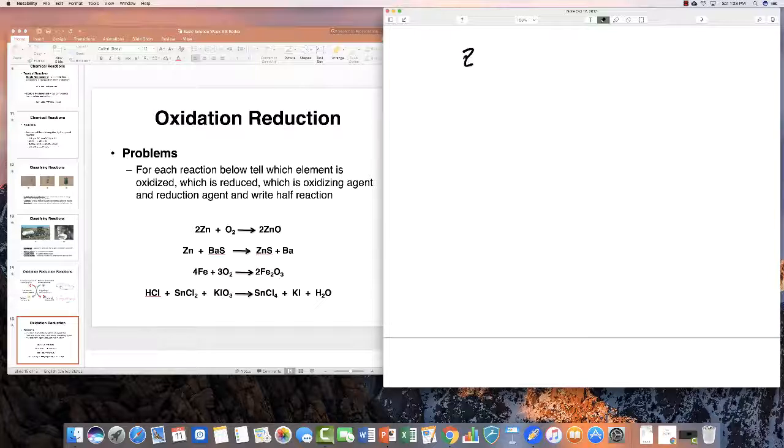First of all, you have zinc, and zinc is a metal, and you have 2 of them. And it's going to go to form 2 zinc 2+ ions. Now in order to do that, it has to lose 2 electrons, and there's 2 of them, so it has to lose 4 electrons. So that's the half reaction there. Since it's losing, this is the oxidation, or the element that's oxidized, and it's the reducing agent.